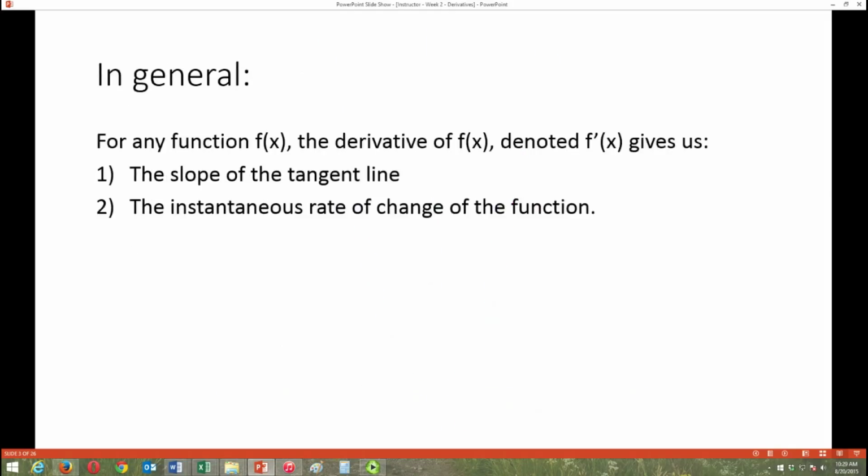In general, for any function f of x, the derivative of f of x, denoted f prime of x, gives us two things. Number one, the slope of the tangent line. Two, the instantaneous rate of change of the function. These are basically equivalent. Understand the instantaneous rate of change is simply the measure of the slope of the tangent line at that point, or how quickly the function is changing at that point.